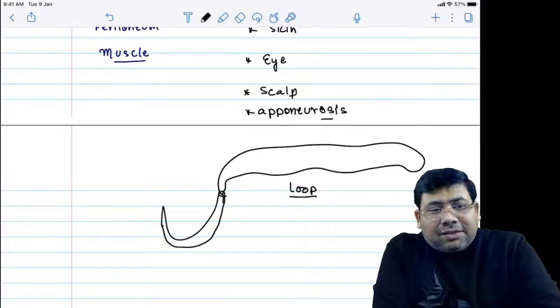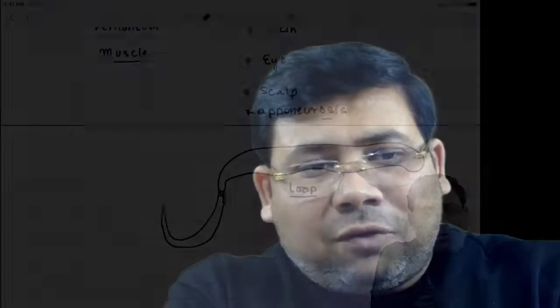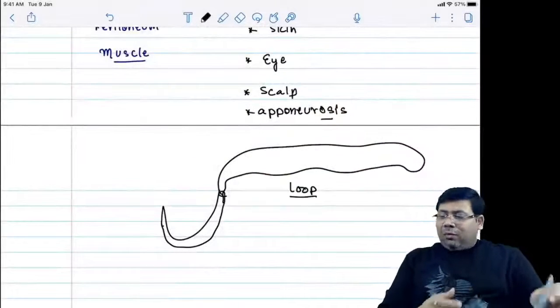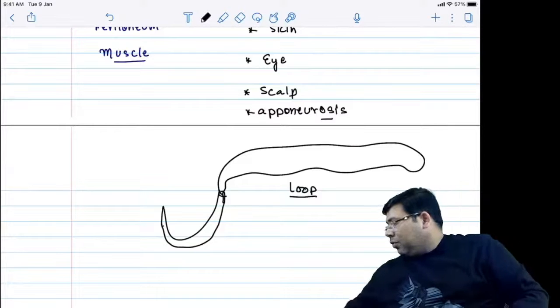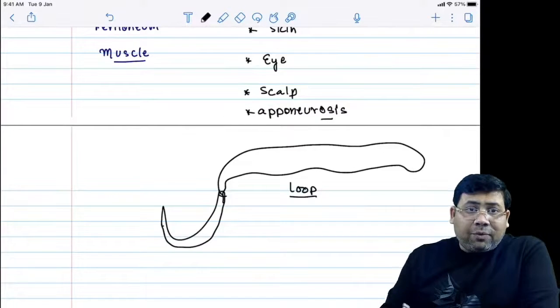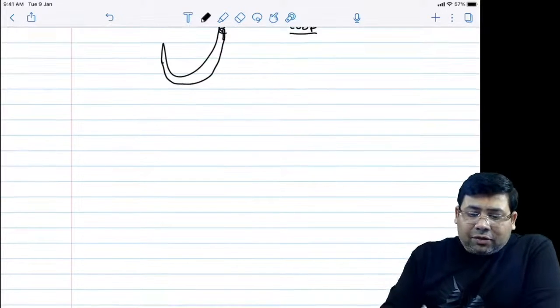Why is it known as mass? Just see, it has the name mass. What do you mean by the word mass? Mass means you are using it for en masse closure of the abdominal wall. I'll tell you something about the needle and the shape of the needle, and then we'll discuss everything on that.